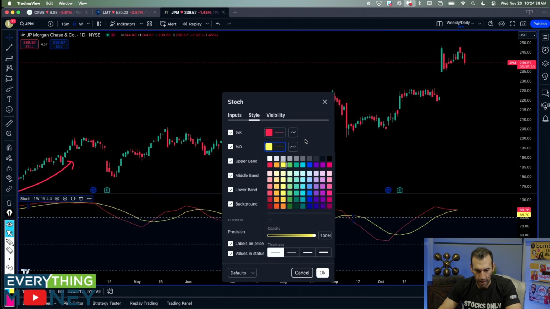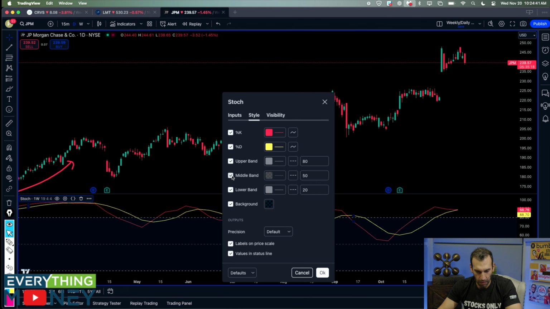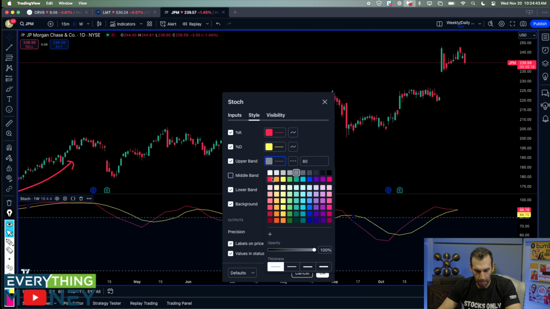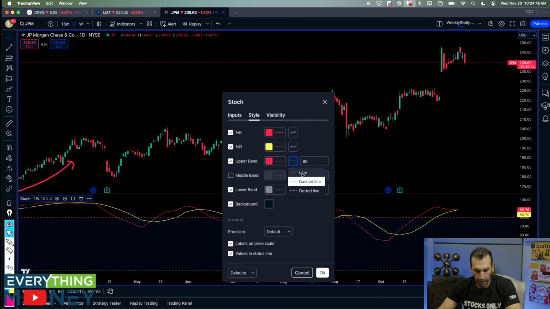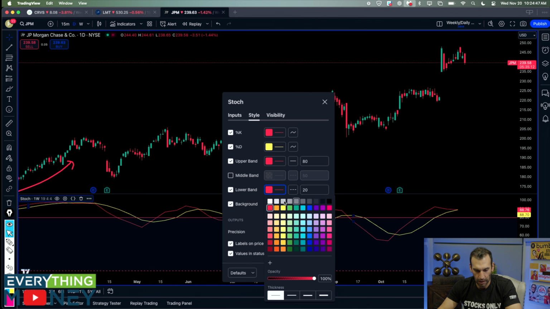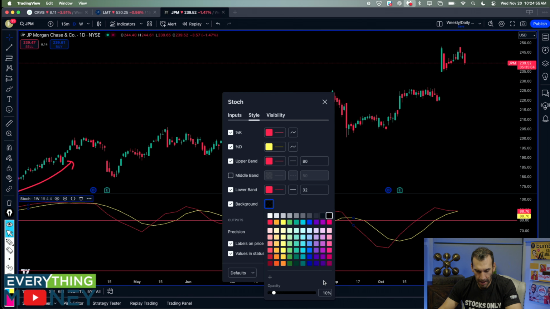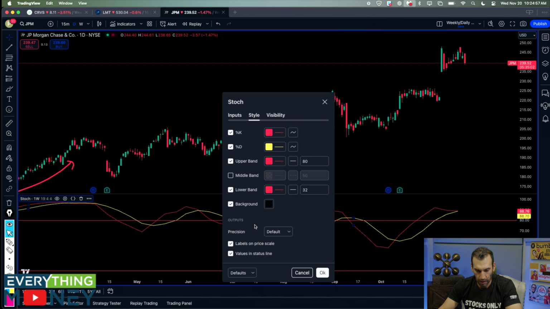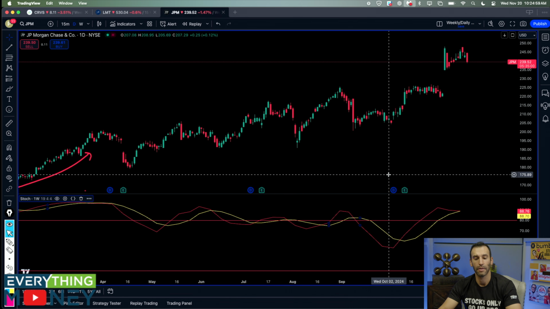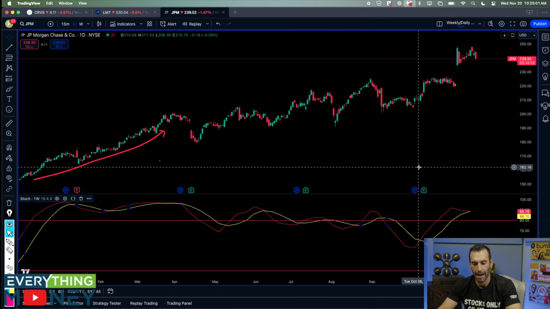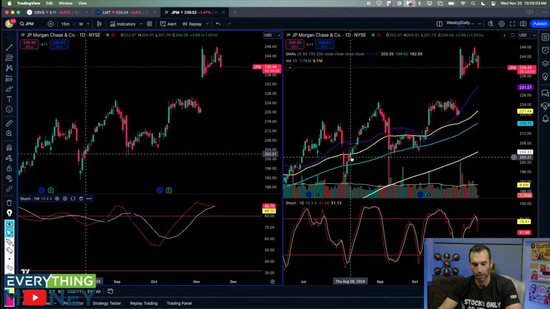Let's change this to yellow. Let's get rid of the middle band as we did. Upper band is going to be 80%. Let's make it solid. Lower band is going to go 32%. We're going to make that solid. And let's change the background to black. And there we go. Our chart is set up. Very, very simple. Now, I'm going to pull up the comparison of the two.